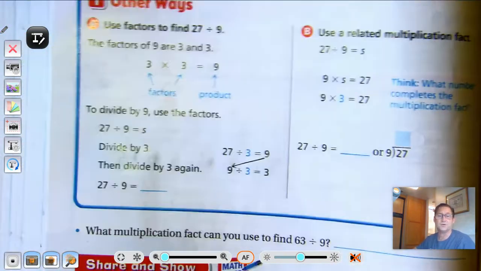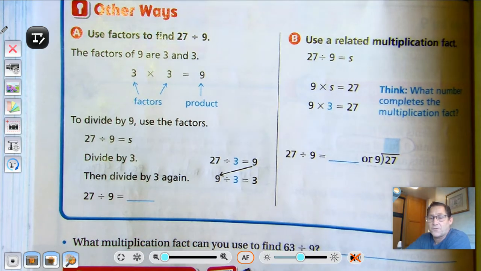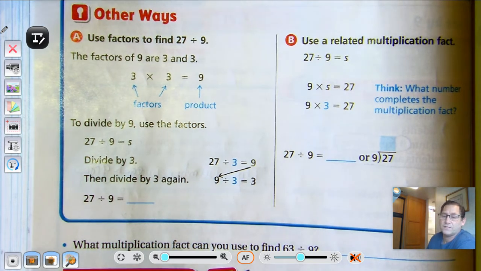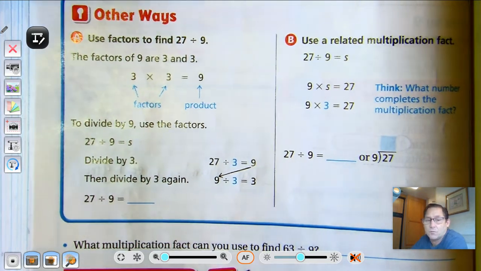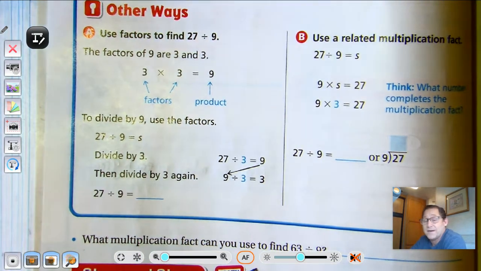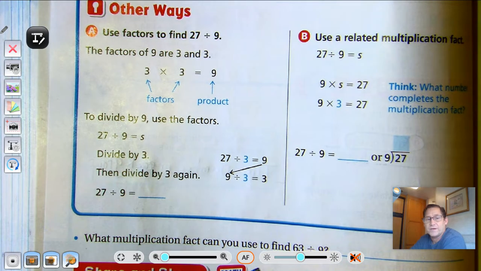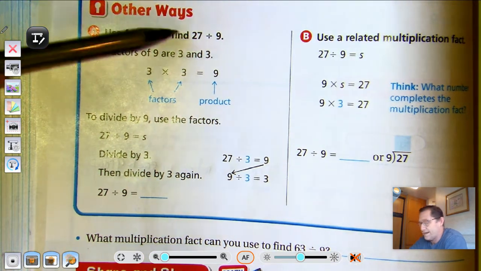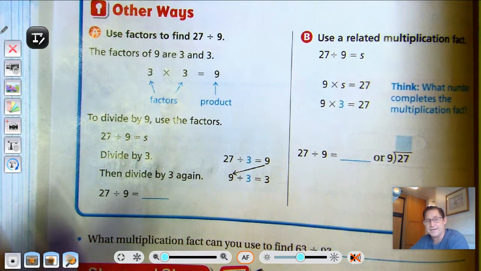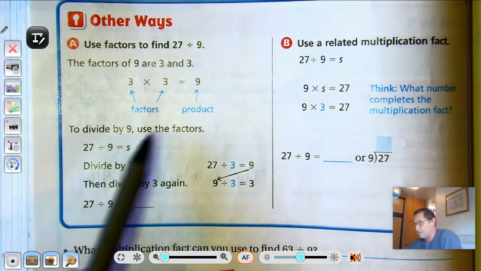Okay, so we can use factors. So the factors of 9 are 3 and 3. So if you remember dividing by 4, we said we could divide by the factors of 4, and we divided by 2, and then we divided by 2 again. Or when we divided by 6, we divided by 2, and then we divided by 3. So we can do the same thing dividing by 9 by dividing by 3 first, and then by 3 again, because 3 times 3 is 9. So to divide by 9, use the factors.